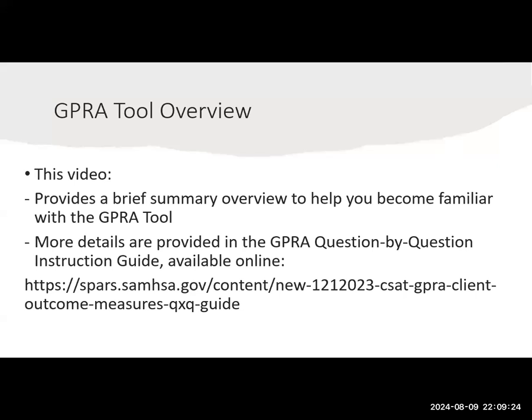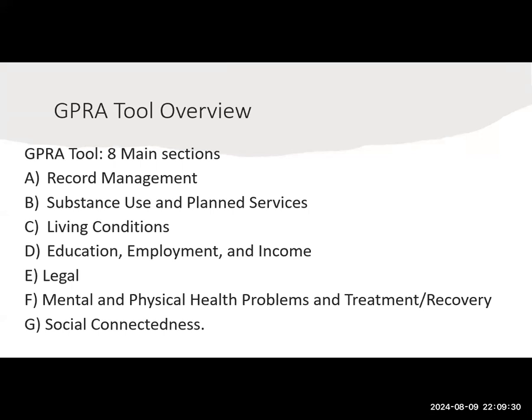It's important to look at the GPRA question-by-question instruction guide before administering the tool to clients. The GPRA tool is divided into 8 different sections. These consist of A, record management, which includes a specific demographics section that you only ask clients at baseline or intake. B, substance use and planned services. C, living conditions. D, education, employment, and income. E, legal. F, mental and physical health problems and treatment and recovery.